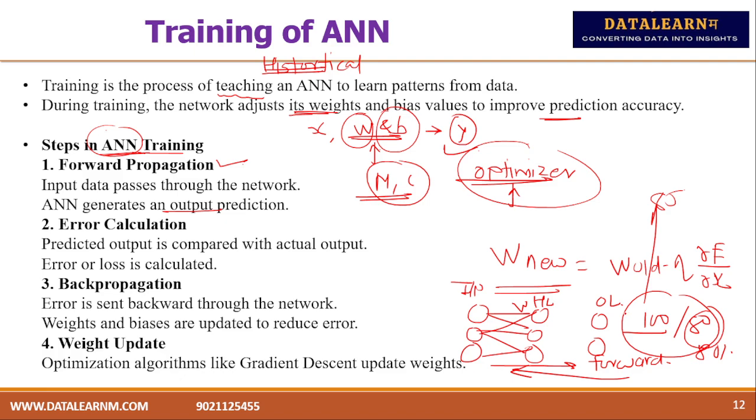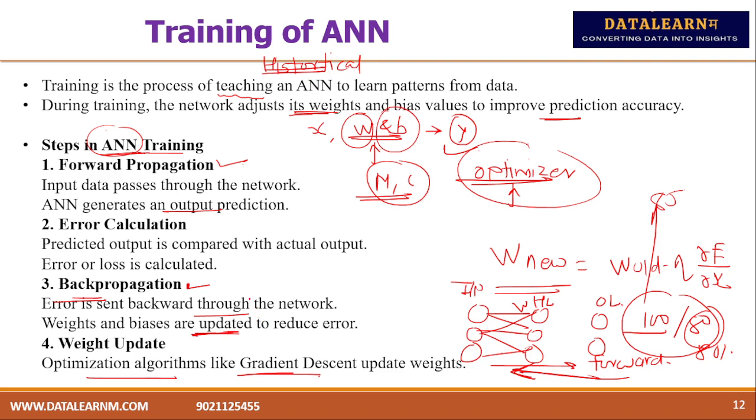Initially, in the first iteration, how much error is there? 20% error is there, and that error is minimized in the second iteration. Whatever process is happening backward, which is updating the weights and bias, is known as backpropagation. So the error is sent backward through the network and weights and bias are updated to reduce the error. For this weight update, optimization algorithms like gradient descent update the weights.